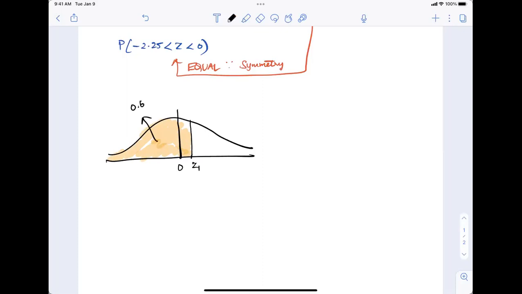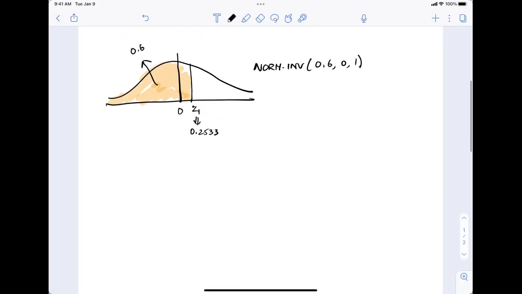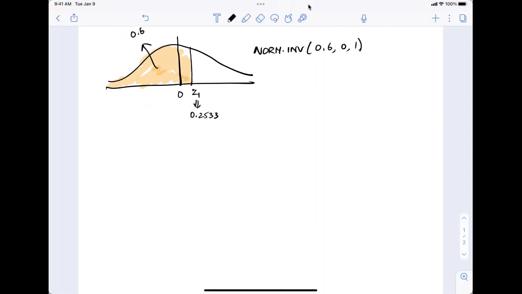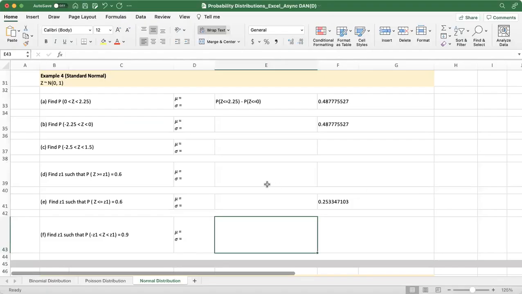Okay. And when you use the norm.inv function, you specify the area to the left of that particular point, and then your standard normal parameters, and you'll get the answer. And this particular point Z1 is 0.2533. Okay. Now let's go back to our Excel sheet and solve the previous question.